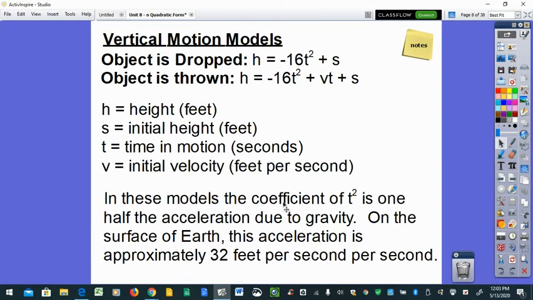In this model, you're going to notice that the coefficient of t squared is this -16. That is actually 1/2 the acceleration due to gravity. On the surface of the Earth, the acceleration is approximately 32 feet per second per second. So in a vertical motion model, you'll always see this -16 in front of the t squared. That's basically gravity working on the object.